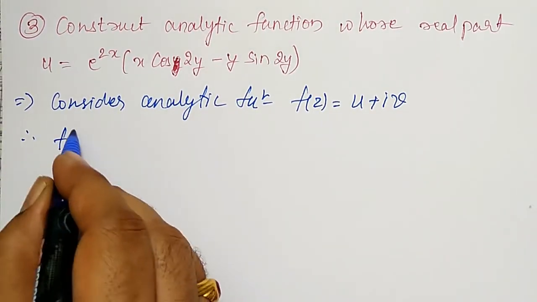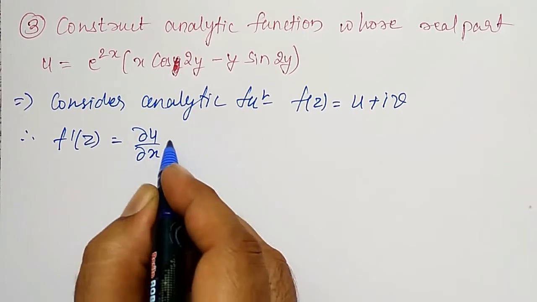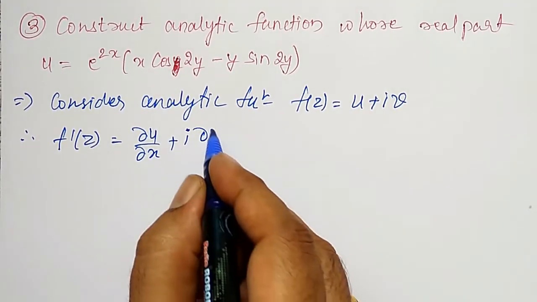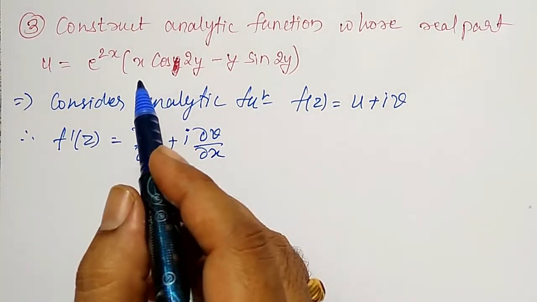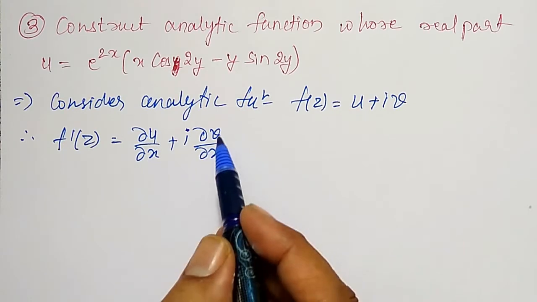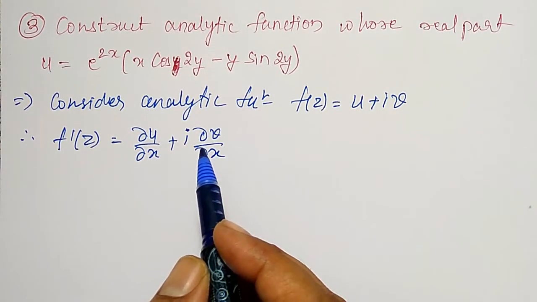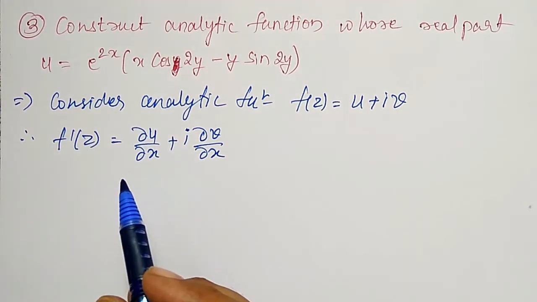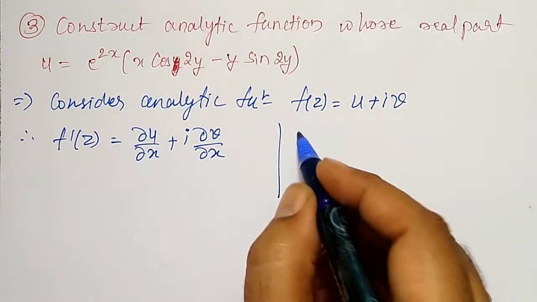Therefore, f dash of z will become dou u by dou x plus i into dou v by dou x. But here u is given. From this, dou u by dou x I can find out, but I cannot find out dou v by dou x. This dou v by dou x can be replaced in terms of partial derivatives of u by using the CR equations.